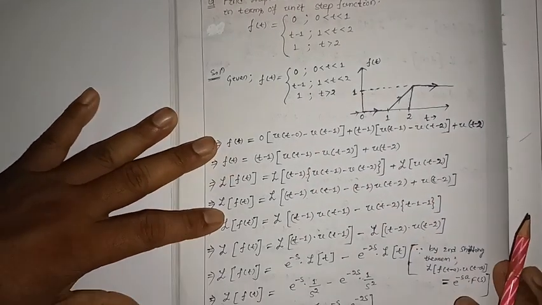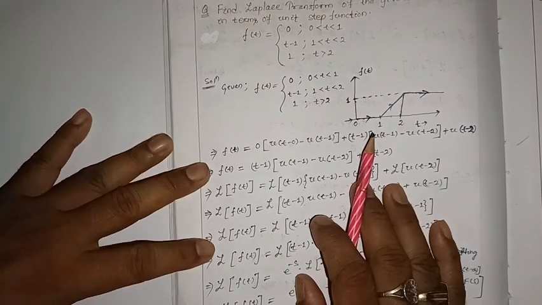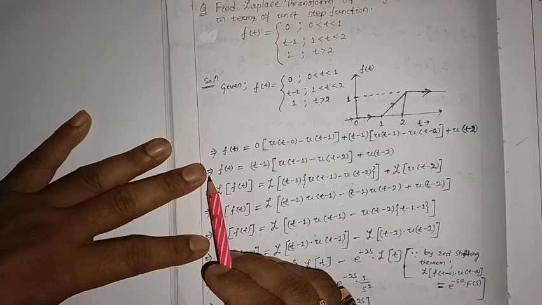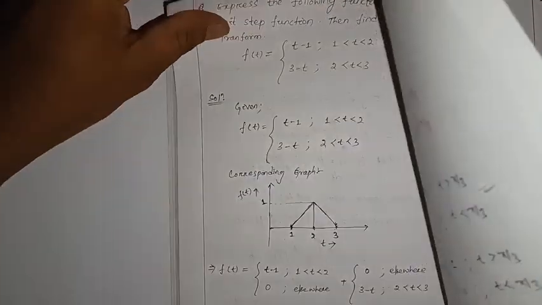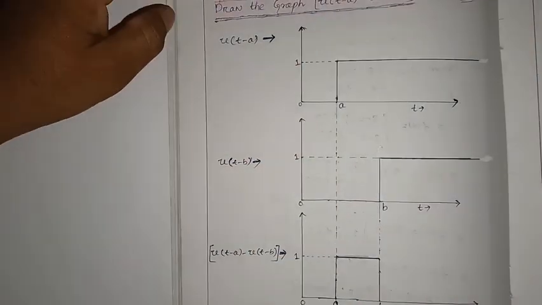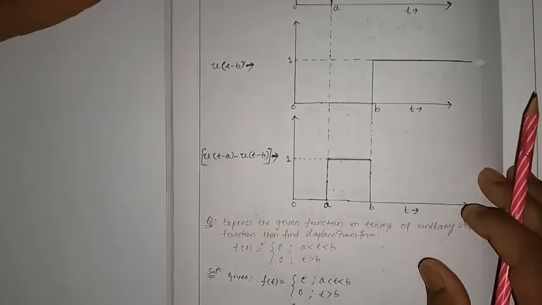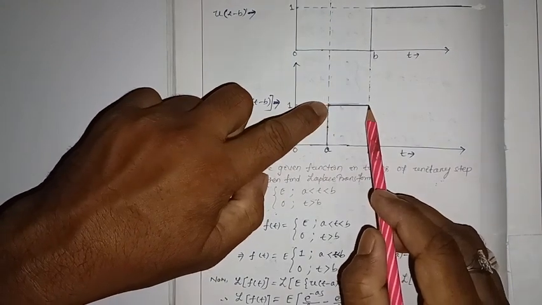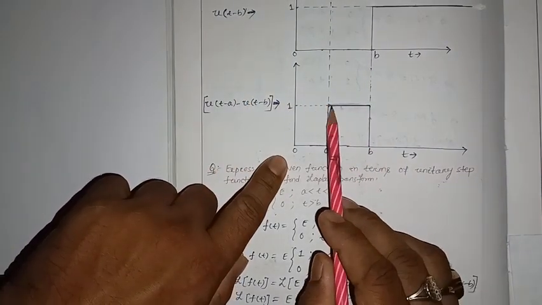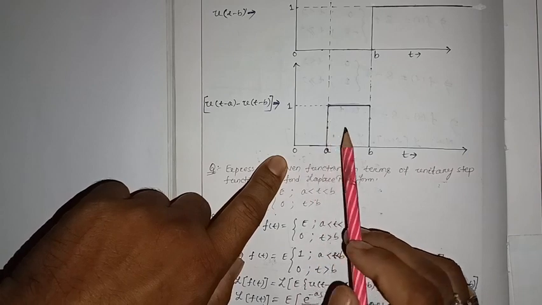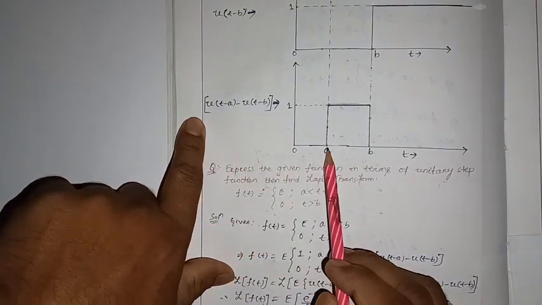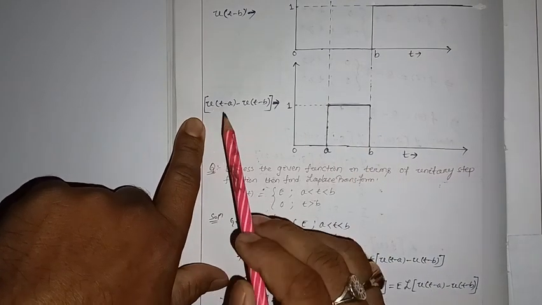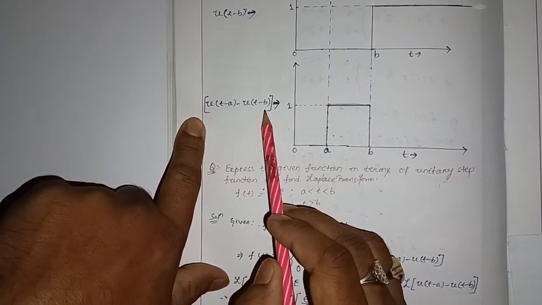Okay, now we are going to write each and every limit in the form of the unit step function. We already discussed in our previous class that if we have this portion of data, then it will be represented as u(t minus a) minus u(t minus b), where a is here and b is here.